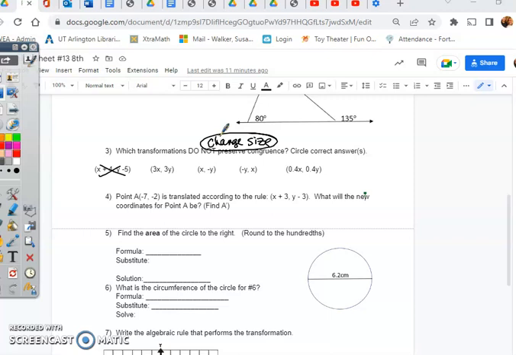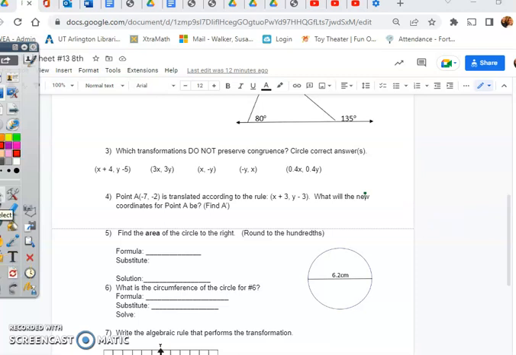Number 4, point A is -7, -2. Okay, it's translated according to this rule, so it's moved. What will be the new coordinates of A prime? Okay, so remember, I've been doing this week after week. That means X is going to change by 3, so -7 plus 3. Y is going to change by -3, so -2 minus 3, that goes here. Okay, so give me your new point.